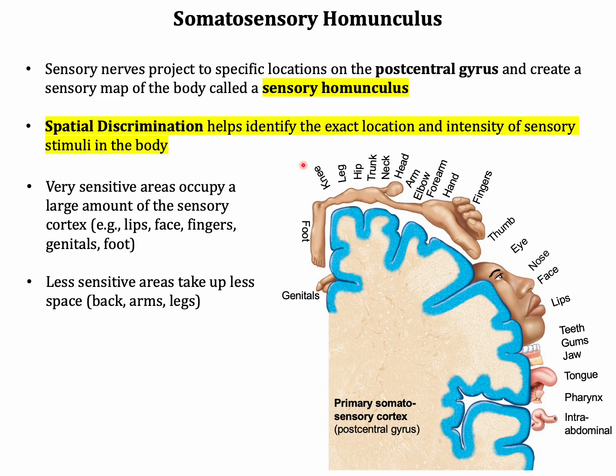Very sensitive areas occupy a large amount of the sensory cortex. So our hand, our fingers, the sole of our foot, genitals, the face, internal organs, the tongue, right? Those are quite large here because they're really sensitive. Versus the head, neck, trunk, hips, legs, knee. I mean, they are sensitive, but not super sensitive in comparison to these other areas of our body.